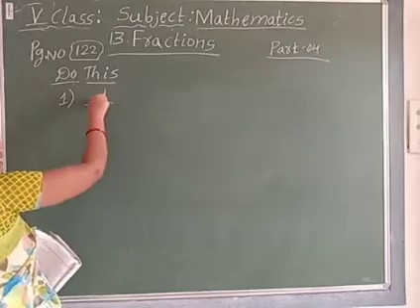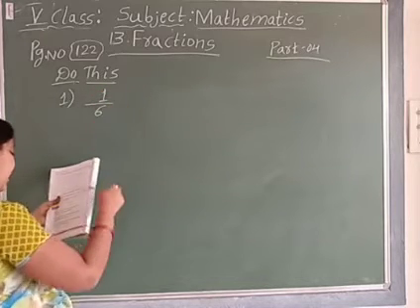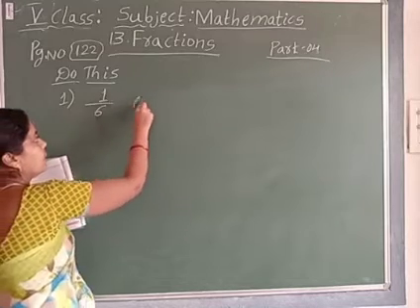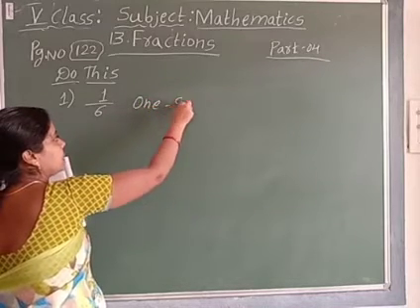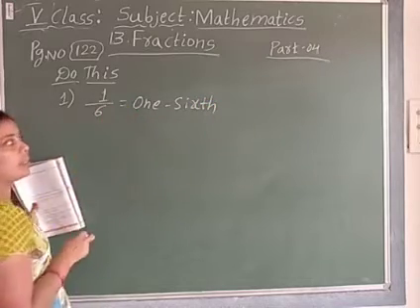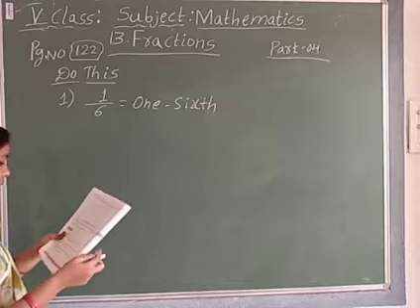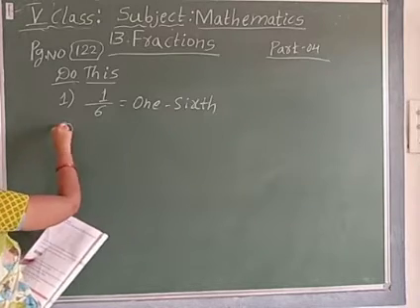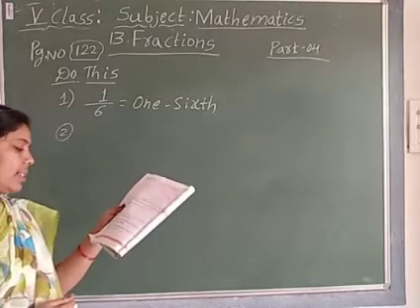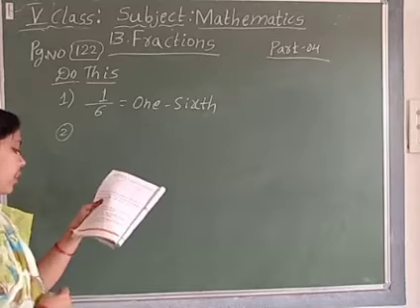See, 1/6. Write the fraction in words and as a number. The number is 1/6. These are both equal. Understand? 1/6. Write it down, children. That is the first answer. I am not writing the question, children. It is in the textbook on page number 122. You will see that.